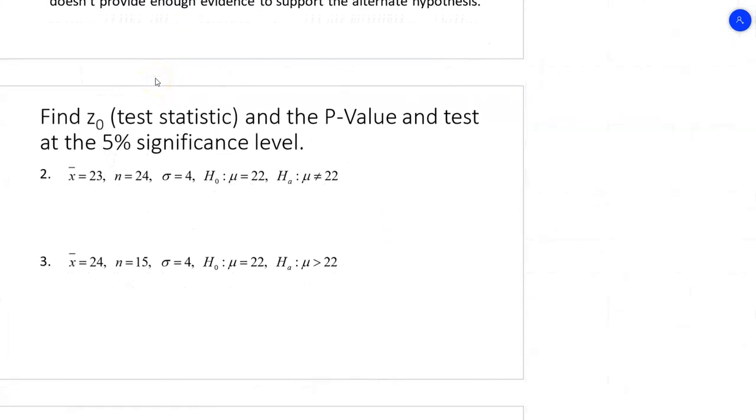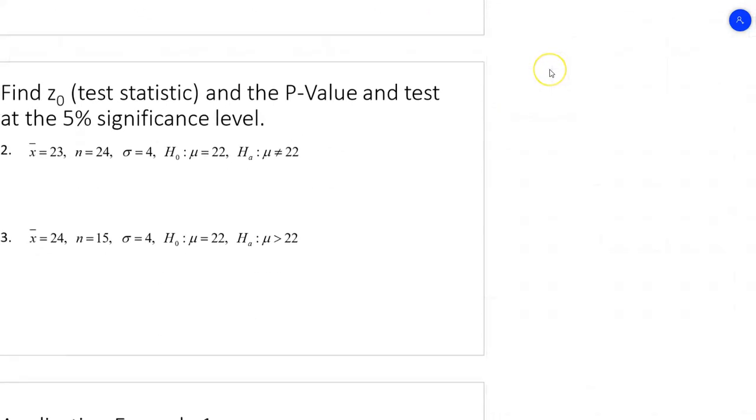All right, let's take a look at number 2. Number 2 says find the test statistic p-value tested at the 5% significance level. So let's try this both ways. The mean is 23. The population mean is 22. This is a two-tailed test, because I'm simply saying that the mean differs from 22. I don't know whether it's above or below. So let's calculate that z-score.